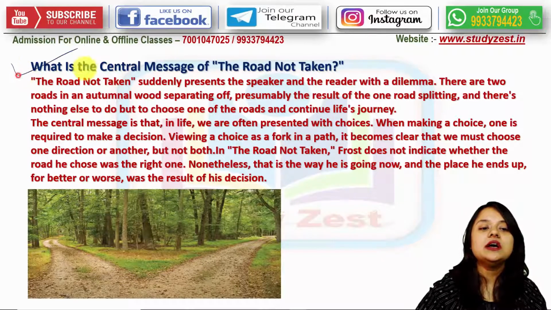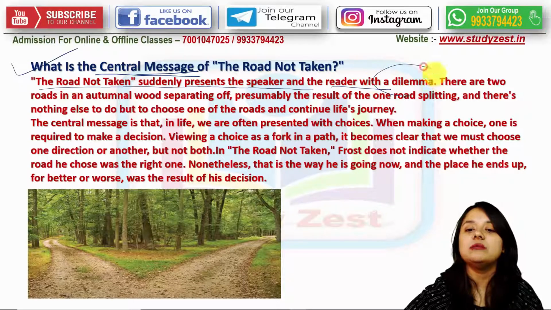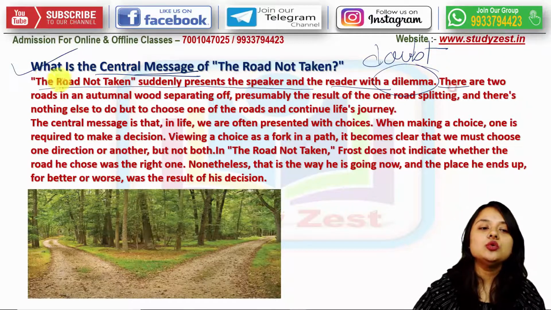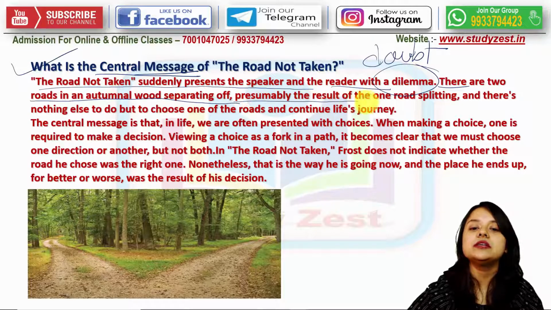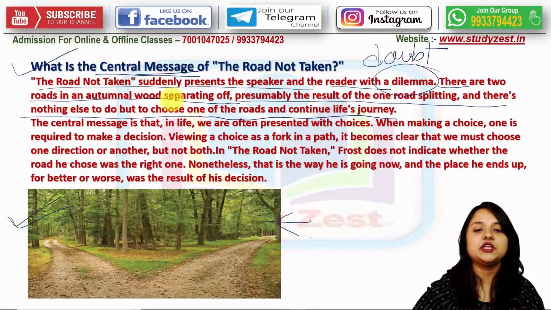And let us look at the central message of the poetry. The Road Not Taken suddenly presents the speaker and the reader with a dilemma. Dilemma means what? Doubts. There are two roads in an autumnal wood separating off, presumably the result of one road splitting, and there is nothing else to do but to choose one road and continue life's journey. You can refer to this picture here.